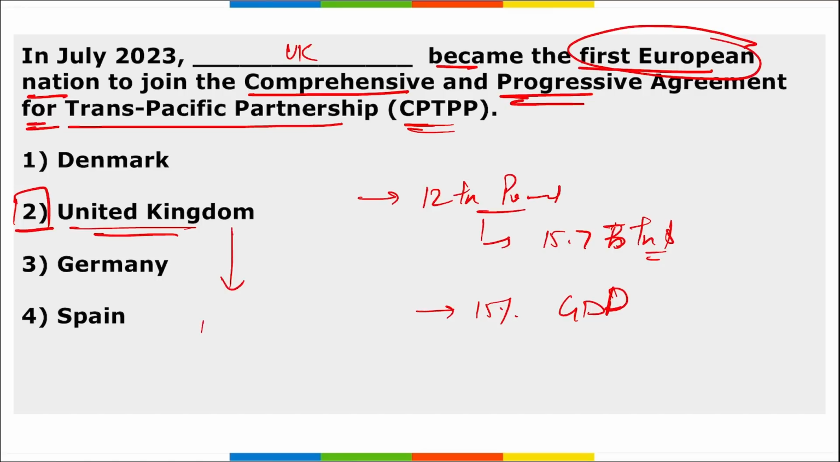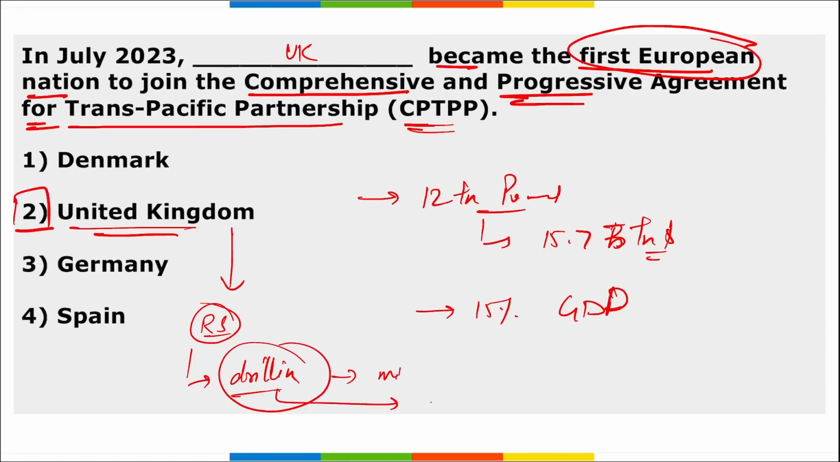Apart from this, remember, Rishi Sunak, Prime Minister of the UK, has approved the drilling and mining of various minerals and drilling for oil and natural gas even in the ocean and sea near it.